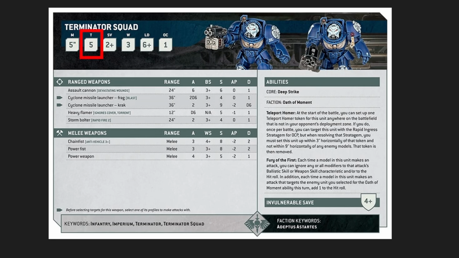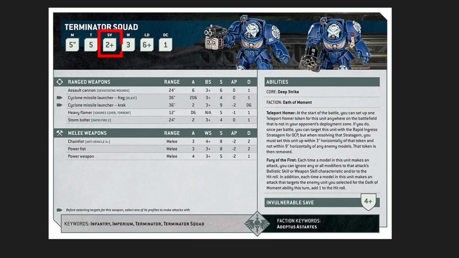T will determine the unit's toughness, and toughness is used when trying to determine whether a dice will successfully wound you or you're able to save it. And that is important to keeping your units alive. So you want a high toughness skill on some of your units.